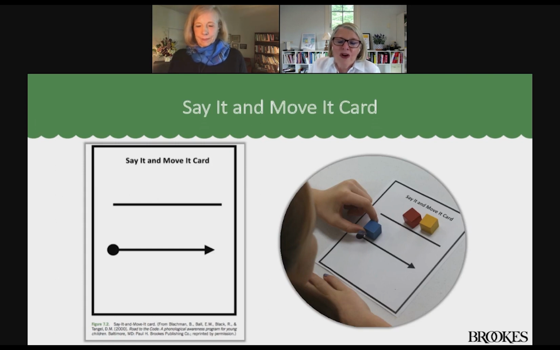Stay It, Move It card. I think Benita Blackman back in the early 2000s introduced us to this. This is an example of an activity that we have in the book for our tutors, the people who are taking the course and using our book, to use with their students. Next slide.